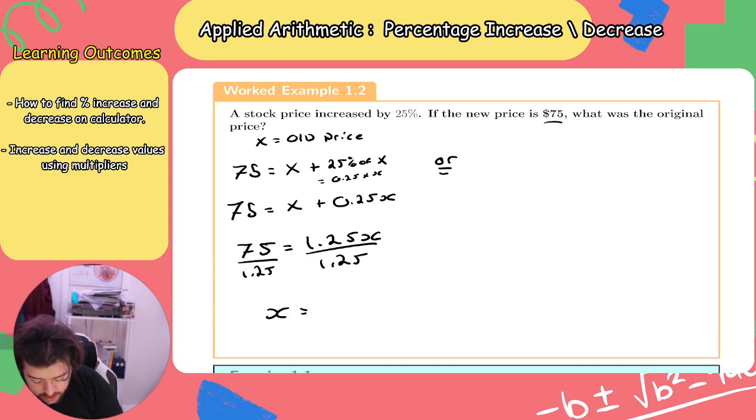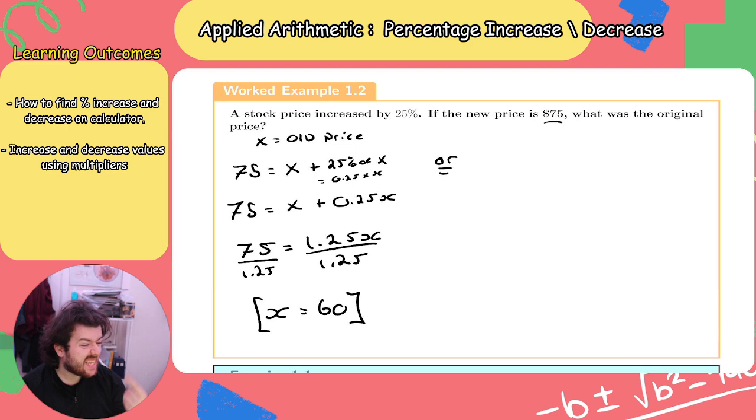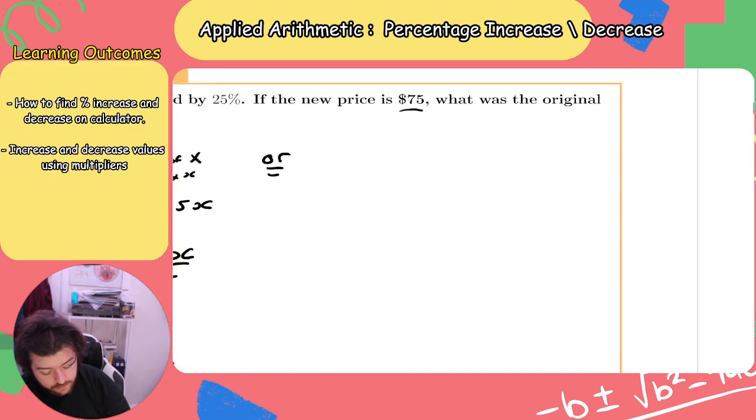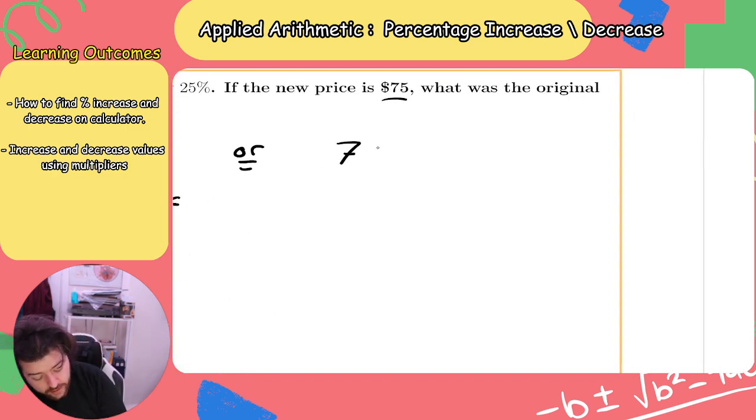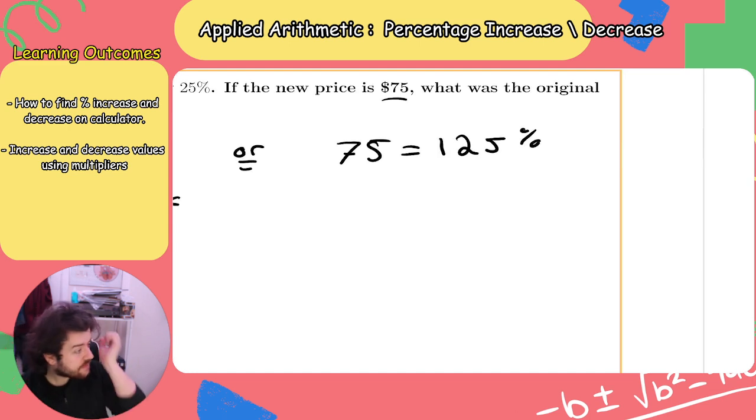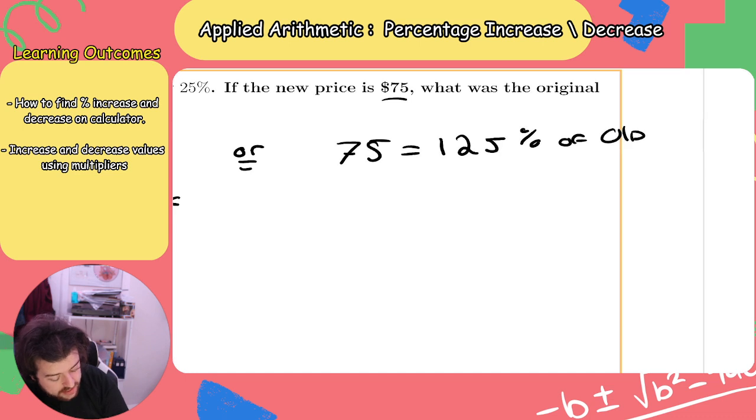X is equal to 60. So the original amount was $60. Or we can use our multipliers here. I now know this $75 is equal to 125%. Right? It's now equal to 125% of my old price.